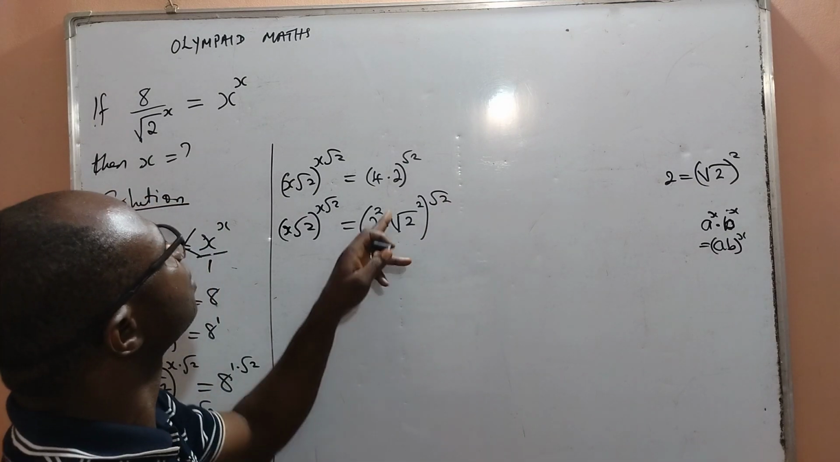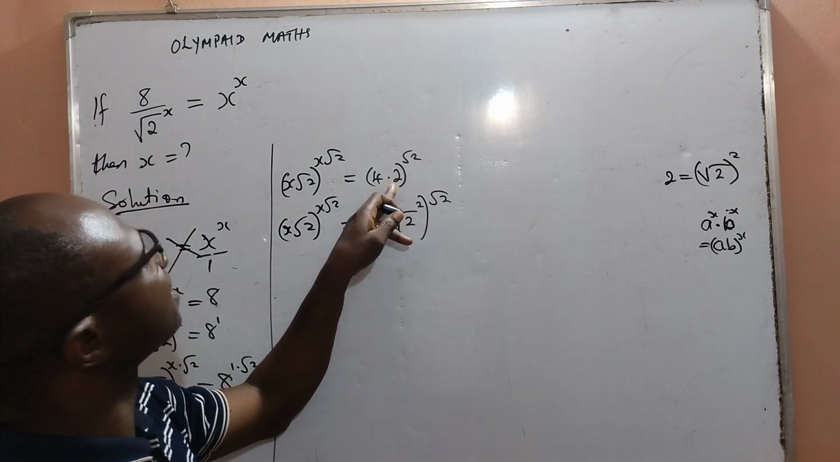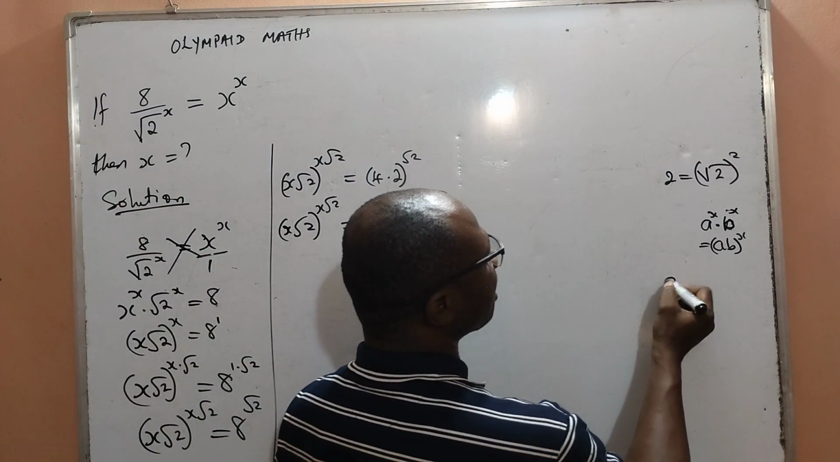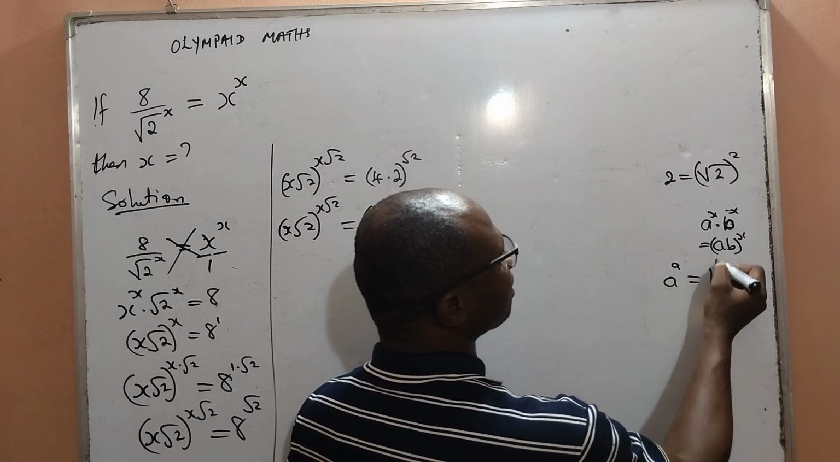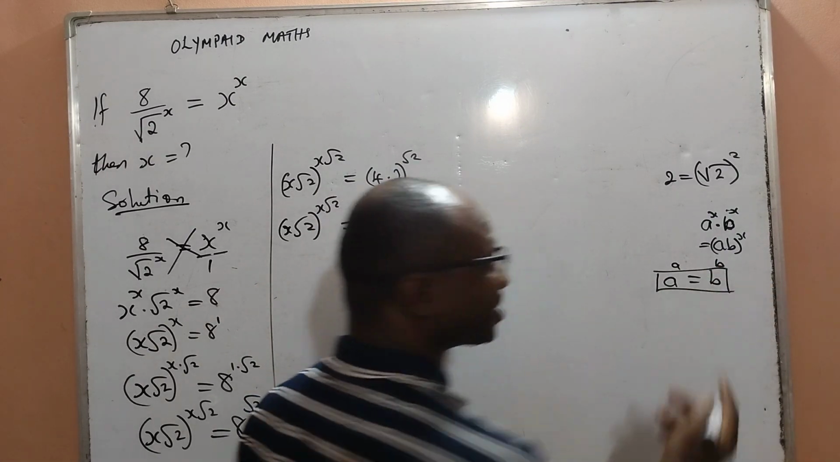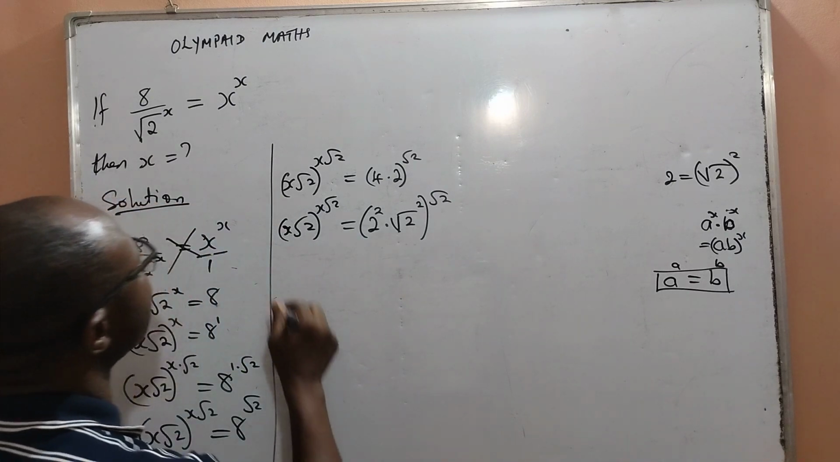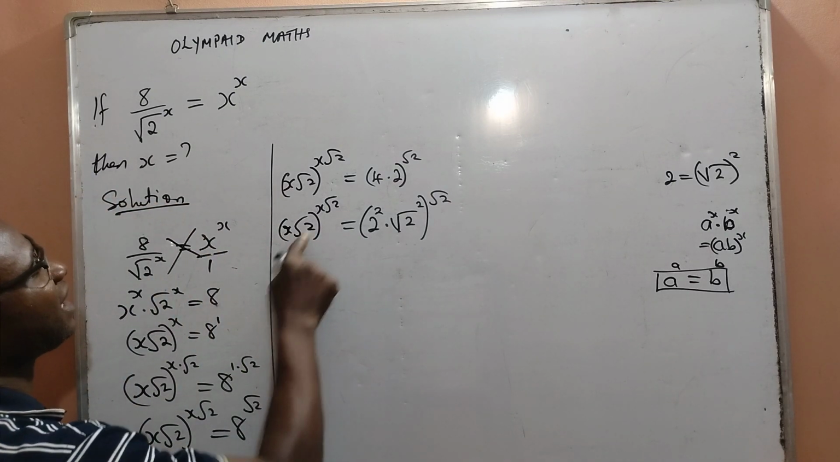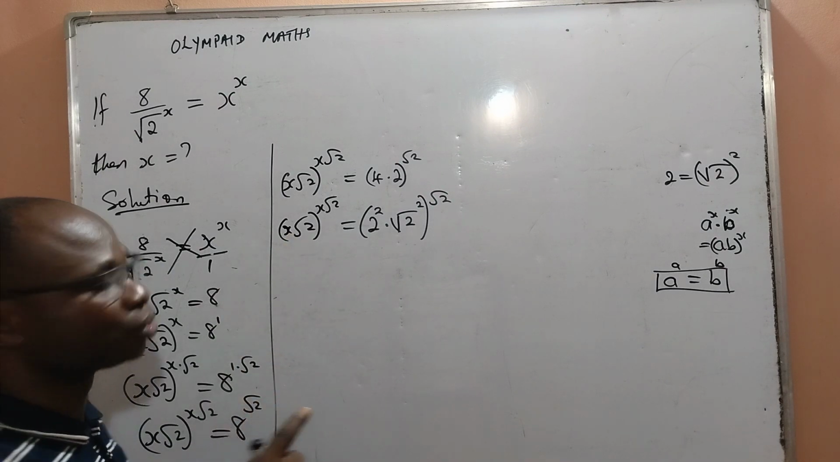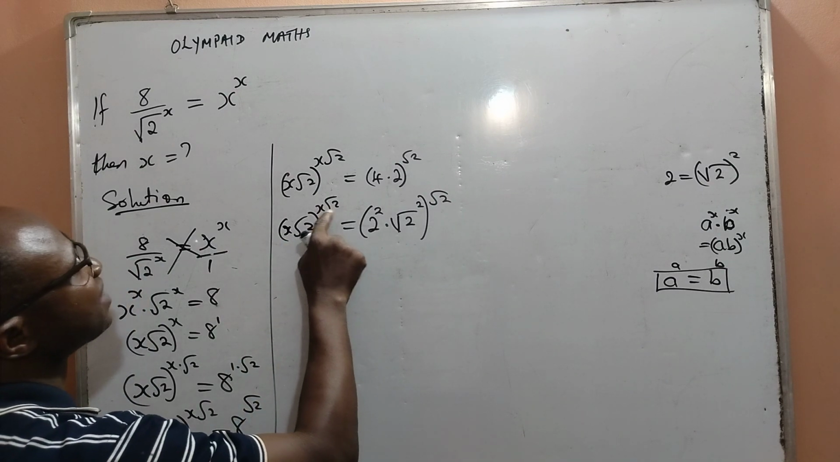Why did I use square root of 2 raised to the power 2 to represent 2? Because I want to get something that looks like this. A raised to the power A equal to B raised to the power B. So that the bases can now be equal. Since by the left hand side I got the base and the power are the same. The base is x raised to the power x root 2, while the power is also x root 2.